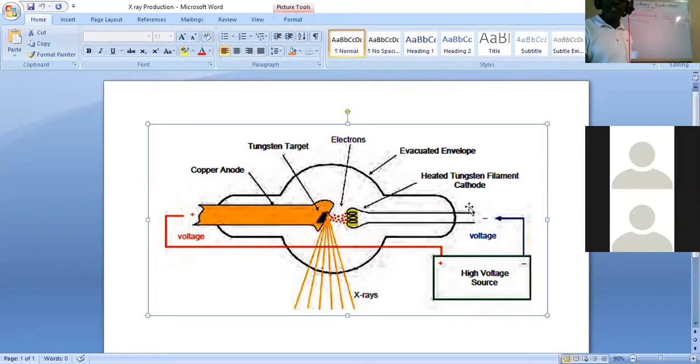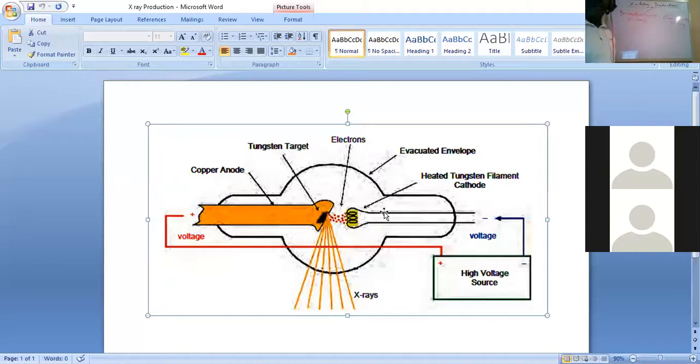If I apply electricity between these, this thing begins to heat up. This cathode begins to heat up. We now have a concentration of electrons here. The electrons wouldn't go anywhere because there is no potential applied between the cathode and the anode. But immediately we apply a potential difference between this cathode and this anode, something begins to happen. Electrons begin to drift from the cathode to the anode.